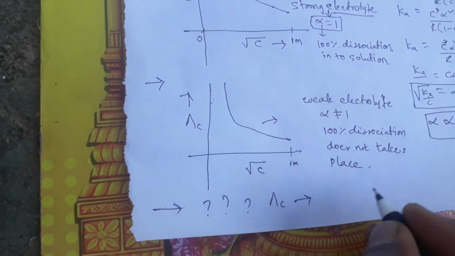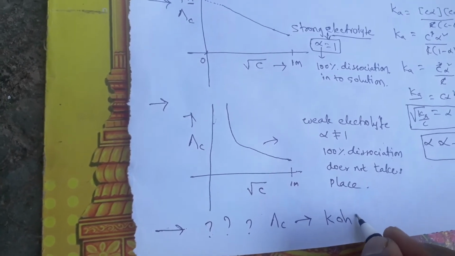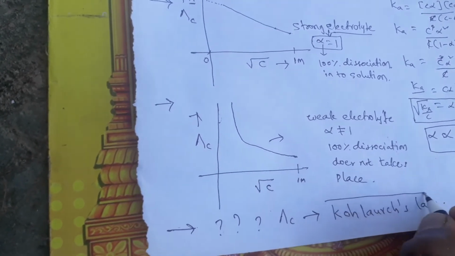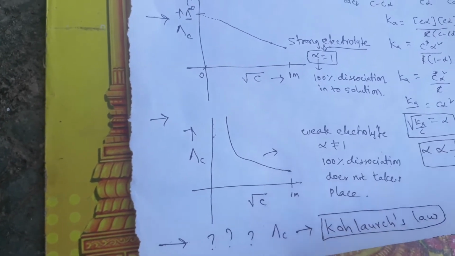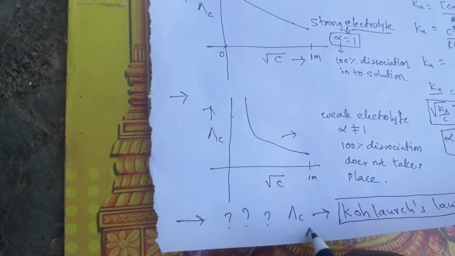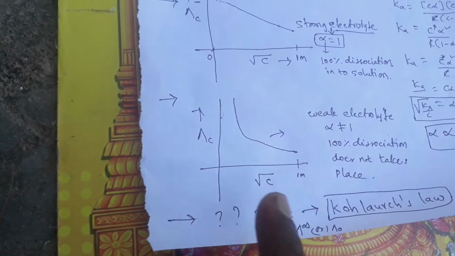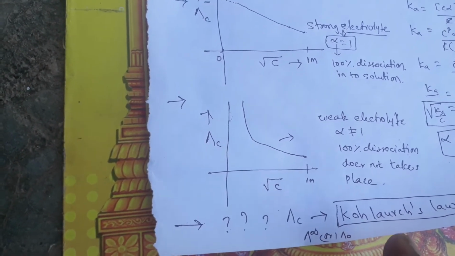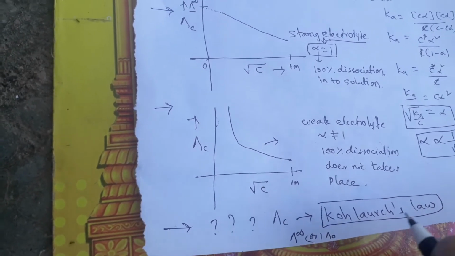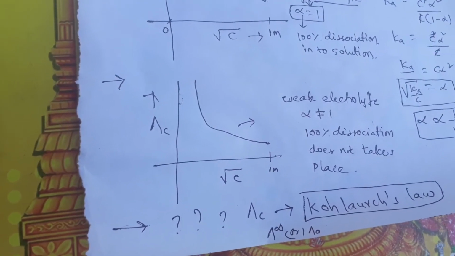For that there is a scientist called Kohlrausch. So Kohlrausch law, that is where we can apply it to evaluate the lambda naught value, the infinite dilution conductance. At infinite dilution, the value of lambda naught of a weak electrolyte is calculated indirectly by using this Kohlrausch law. So this is the use of the Kohlrausch law.